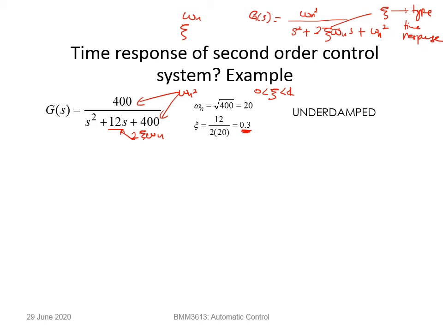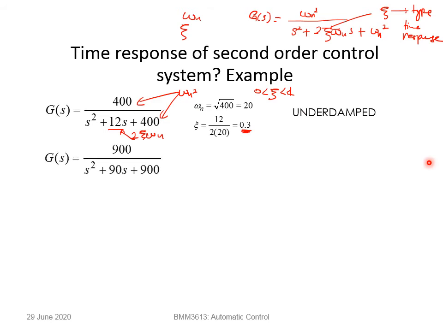So you see how it works, right? You have a transfer function. When we have a transfer function, we try to identify zeta. In order to identify zeta, we have to make sure that it is written in the general form. Once it is written in that form, you can identify omega n, the natural frequency, therefore identify the damping ratio zeta, and then determine the type of time response.